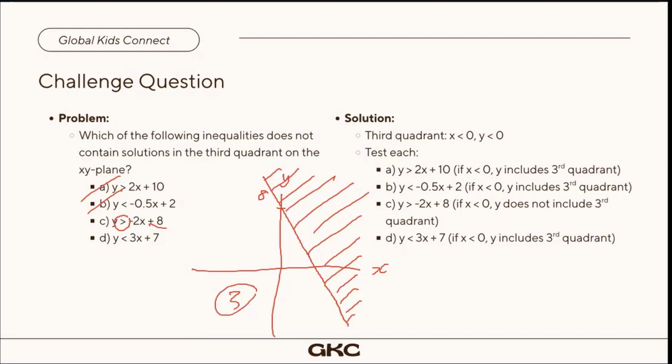It's empty. And therefore, we can state that answer choice C is an inequality that does not contain solutions in the third quadrant, like the problem asked for. And therefore, our answer will be C.